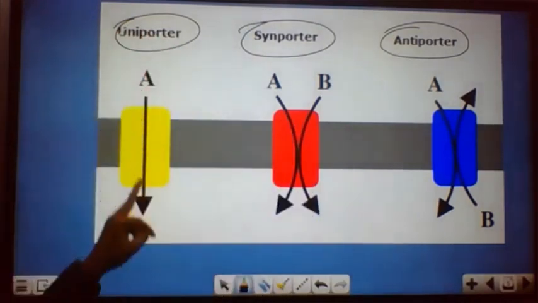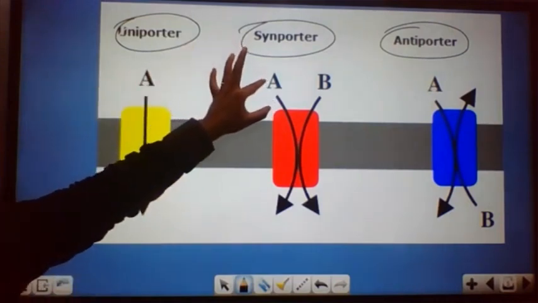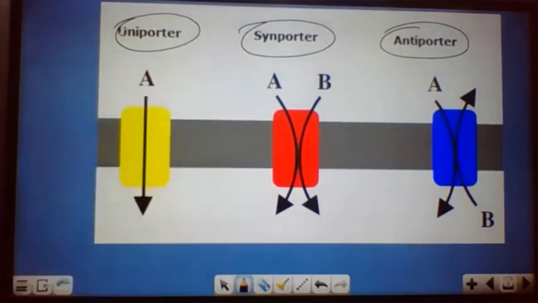Uniport, where there's only one molecule which moves in one direction, because there's only one molecule here. What happens in symport? Here the 2 molecules move in the same direction.